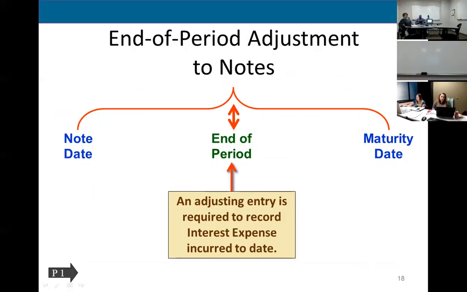All right, now here we're going to see an example of the end of an accounting period. The end of the accounting period is going to fall between the signing of the note and its maturity date. Now make note that the expense recognition or matching principle is going to require us to record the accrued but unpaid interest on the note.